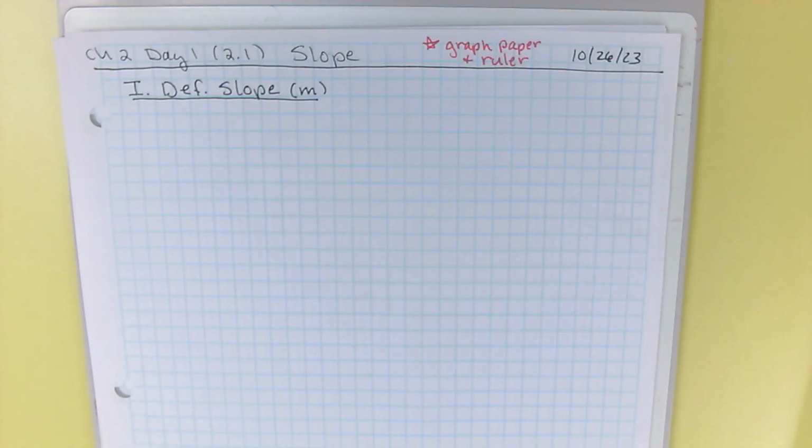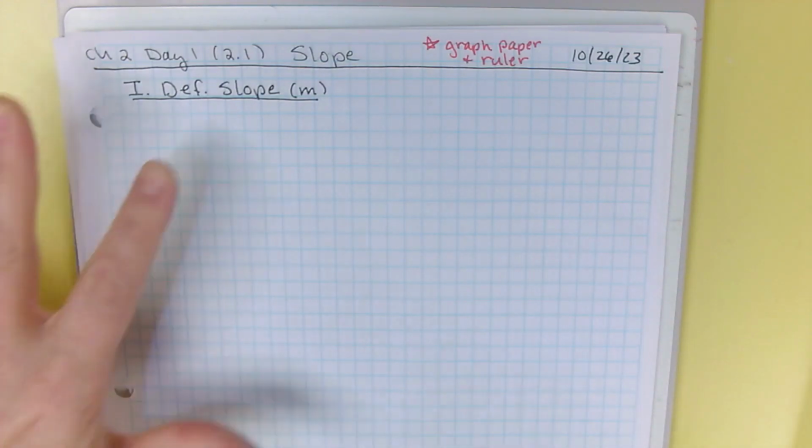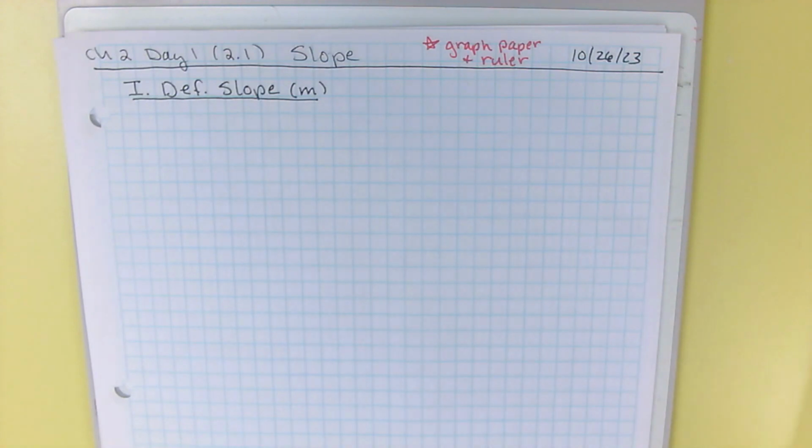All right, so this is chapter 2, day 1. This will correspond with 2.1. We're going to just do basic slope. Okay, so Roman numeral 1, definition of slope.